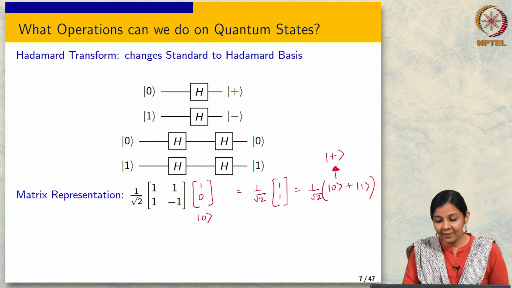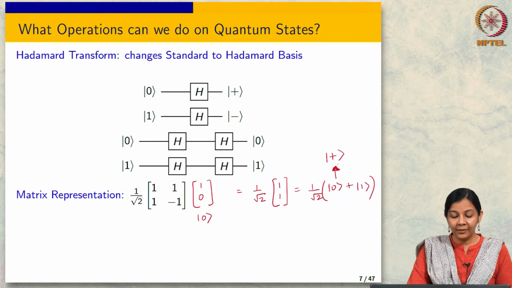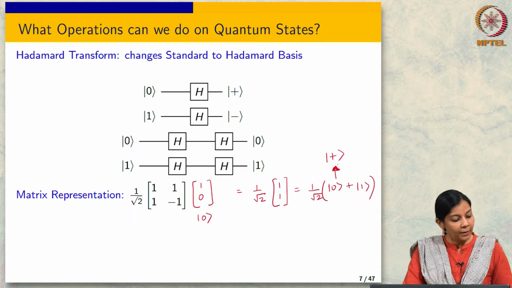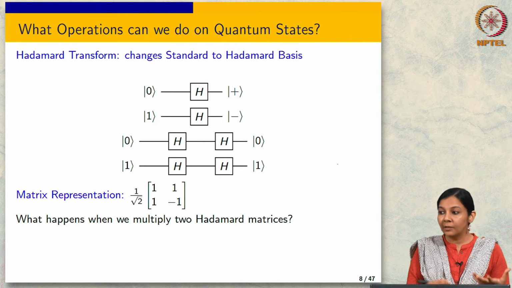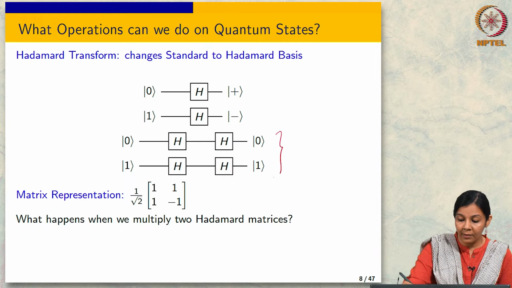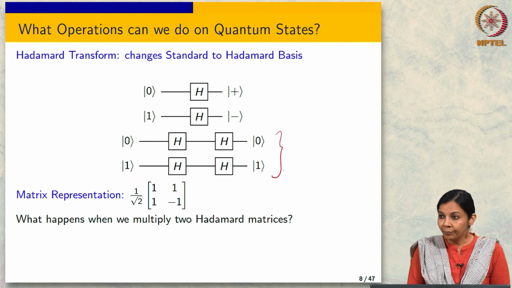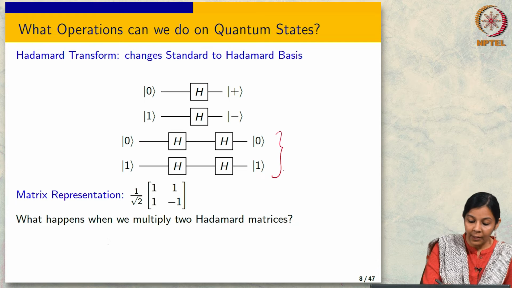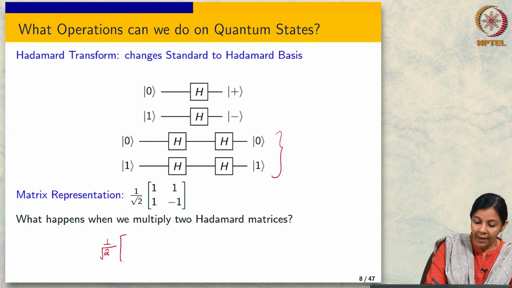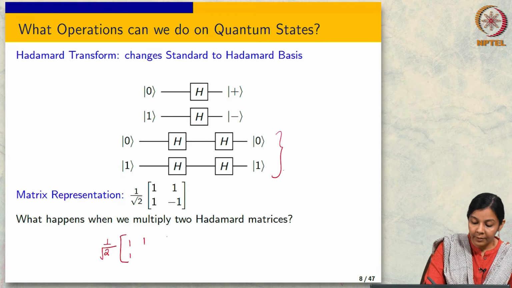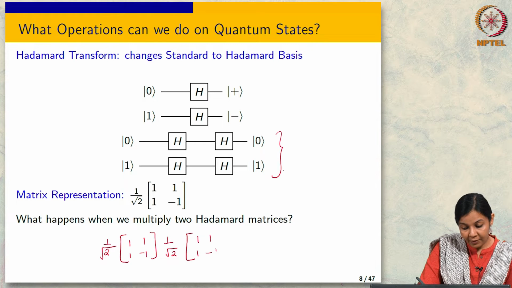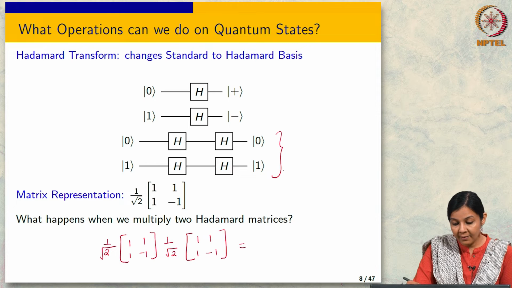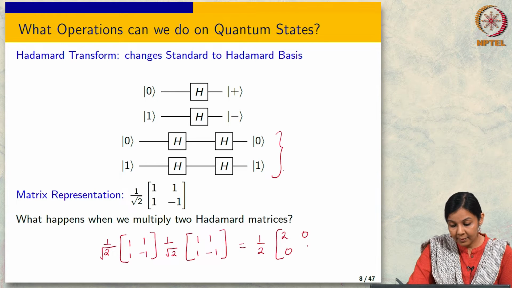Yeah. So, this is our Hadamard matrix. And one cool property of the Hadamard matrix is that if you apply it twice, then you recover back what you already had. So, that is what we have over here. You can again check this out. If I consider the product of these two matrices, I am going to get this.